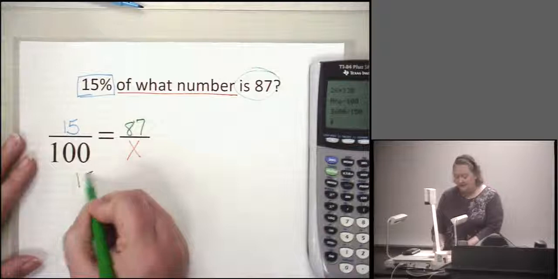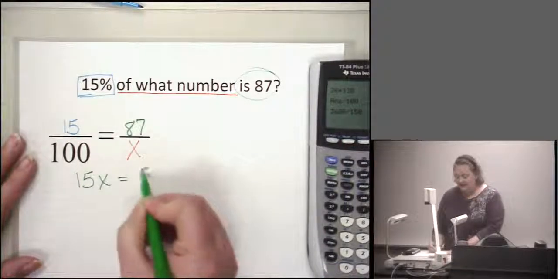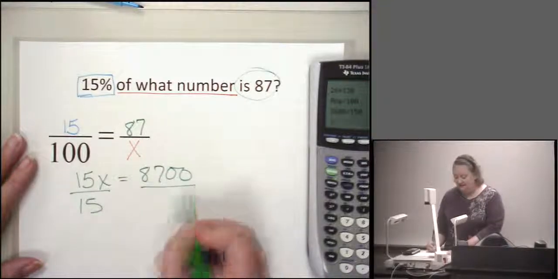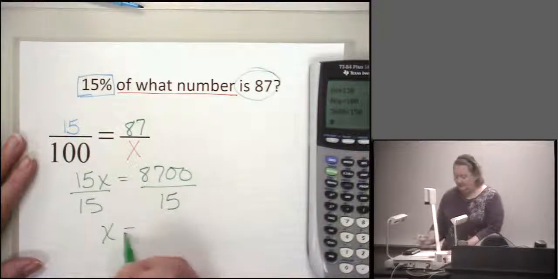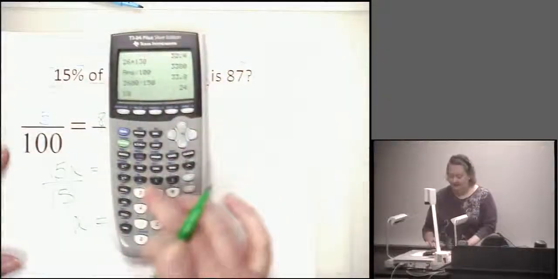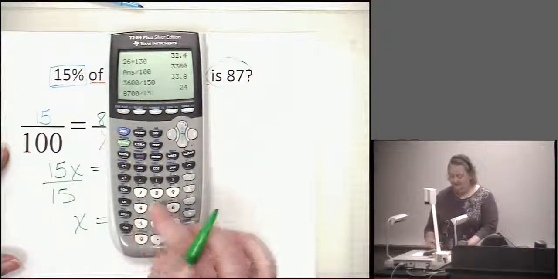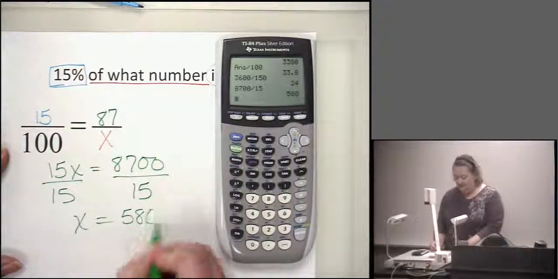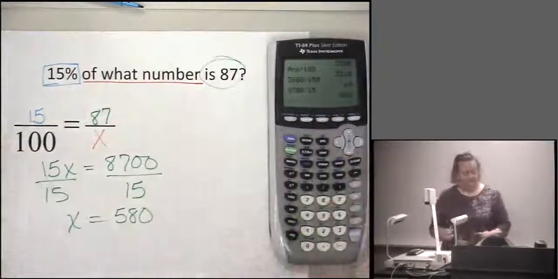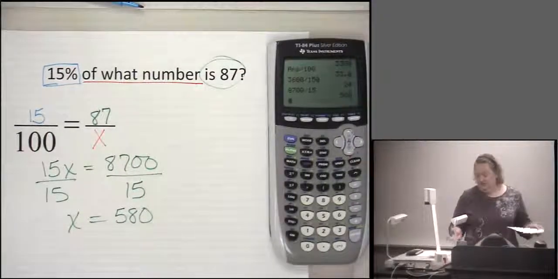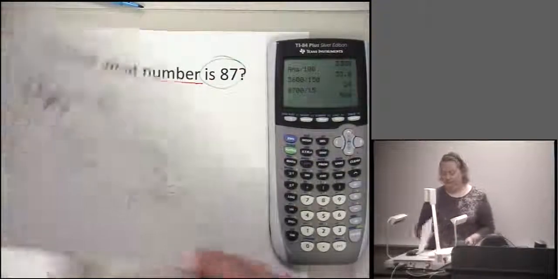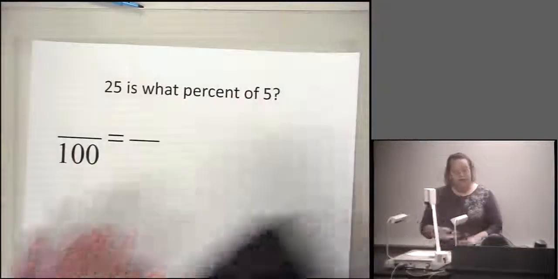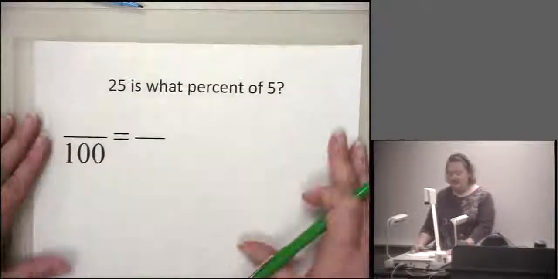Then I cross multiply. 15x equals 8,700. Divide by 15. 8,700 divided by 15 gives me 580. And again, it's a reasonable answer. Okay. Last one. One last practice.